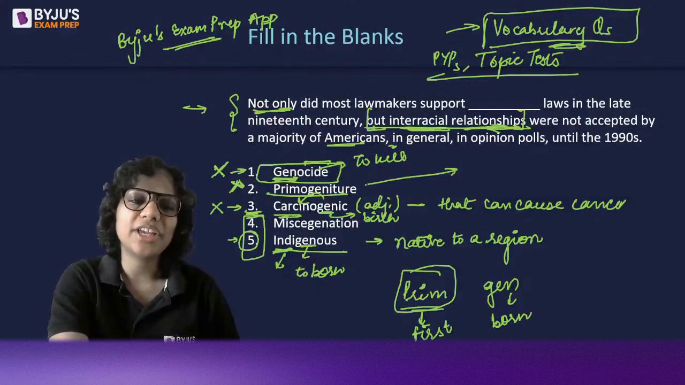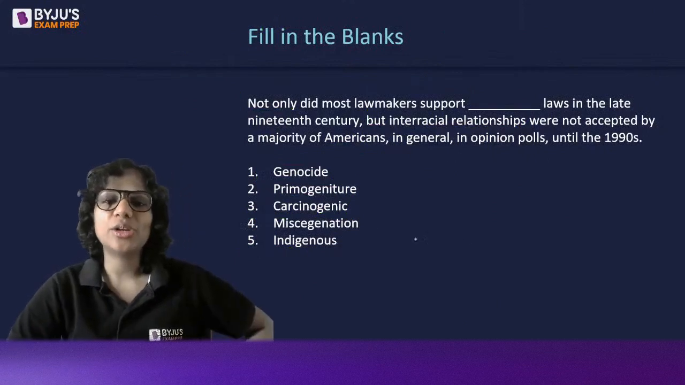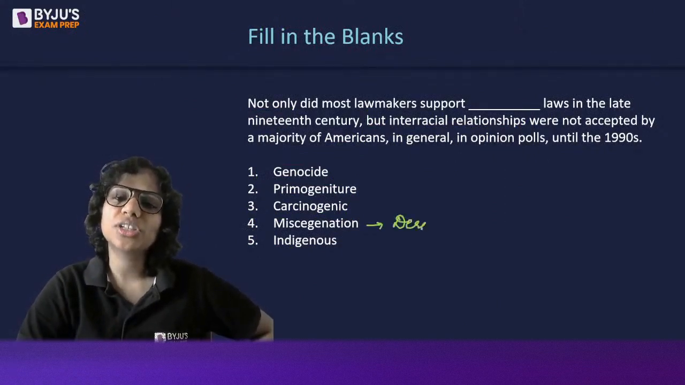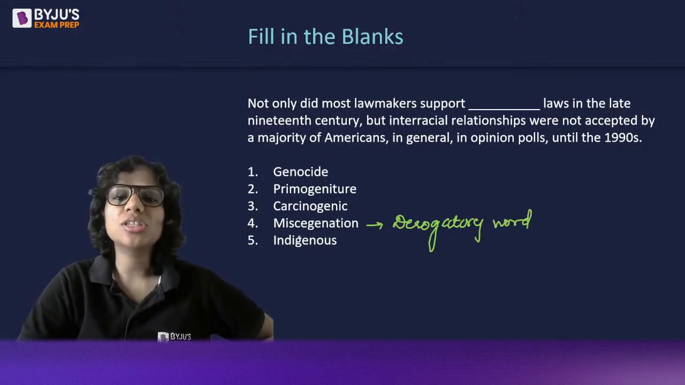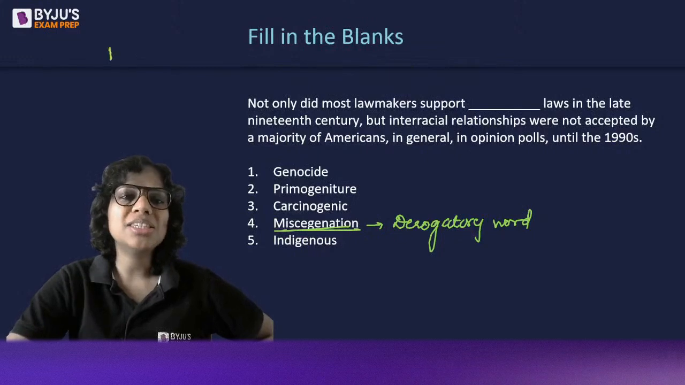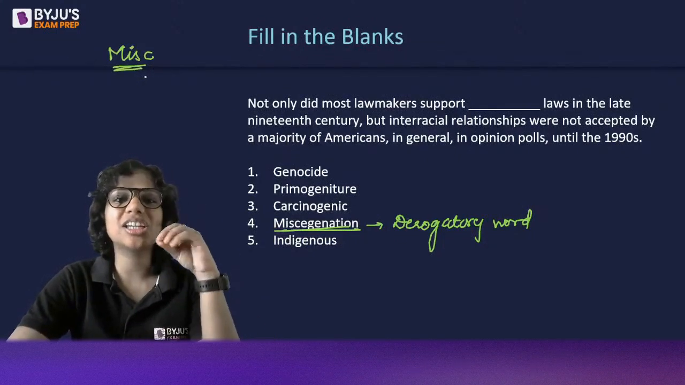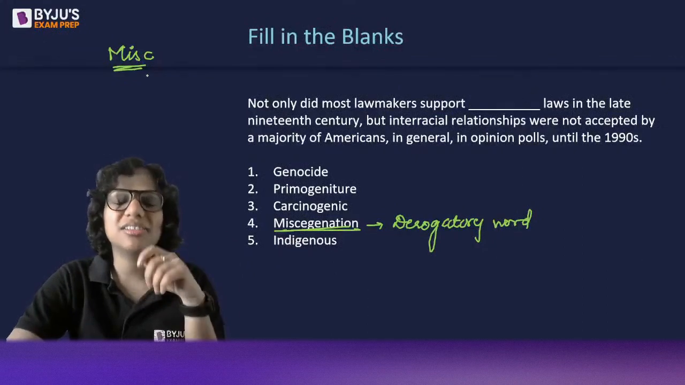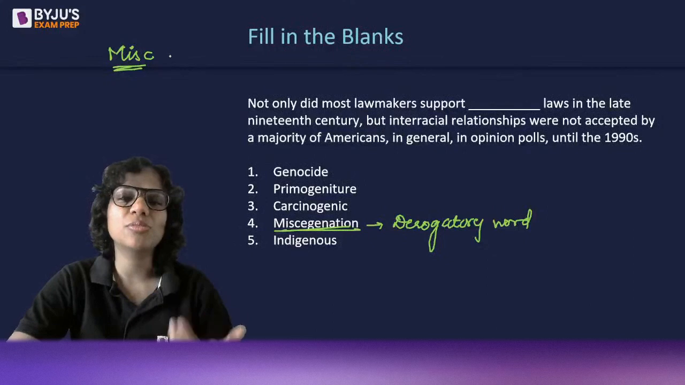The answer is not 5 but 4. Why? Miscegenation, actually, it's a derogatory word. You shouldn't use it now. Earlier, for interracial relationships, we used this word, miscegenation. Mis means mix, miscible. So we say that this is a miscible substance. Okay, so that means it can be mixed in water, it can be mixed in a liquid.